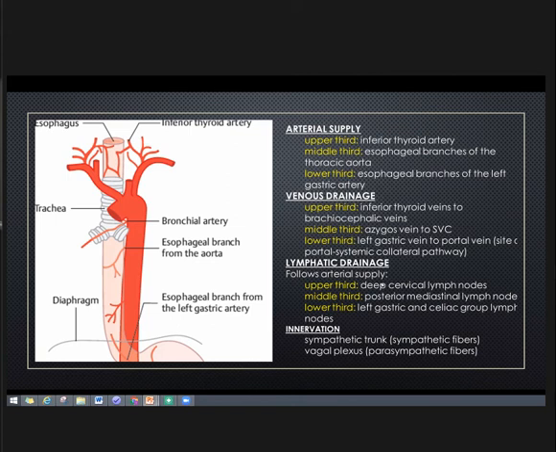For the lymphatic drainage, the upper third drains to the deep cervical lymph nodes, the middle third to the posterior mediastinal lymph nodes, and the lower third drains to the left gastric and celiac group of lymph nodes. For the innervation, the esophagus is innervated by the sympathetic trunk and the vagal plexus.